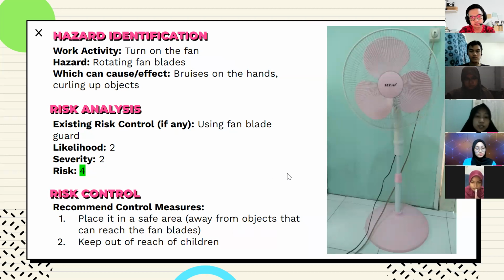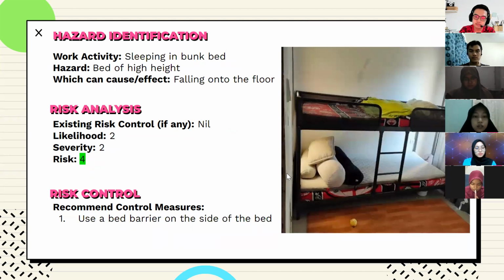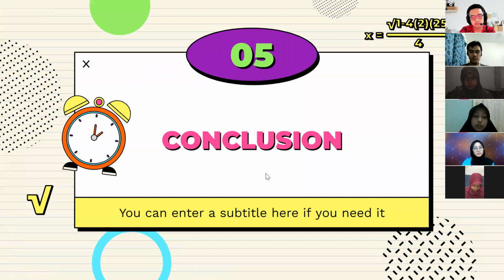And last is the physical hazard from sleeping in a bunk bed, which can cause falling onto the floor. The existing risk control is nil, and the risk is 4, which is low level, and the recommended control measure is to use a bed barrier on the side of the bed. So that's all for me. I will pass to the next presenter.